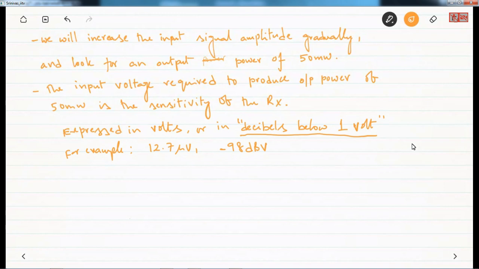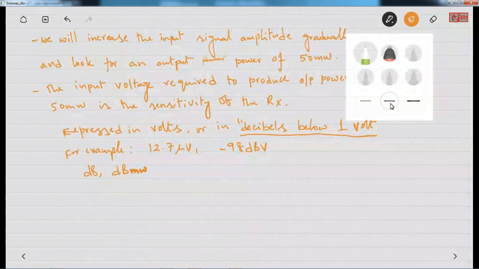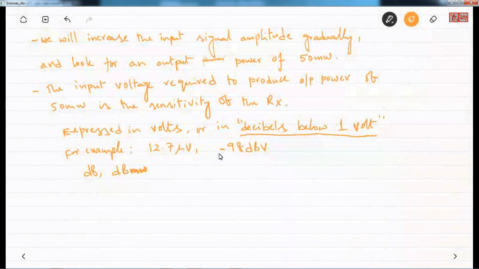So you know dB milliwatts, right? So how do you measure dB milliwatts? How much is it below? Similarly, it is measured also in dB millivolt. So if somebody gives you the sensitivity in dB volts, then you can convert that into volts, or if they have given you this, you can convert that into this, right?